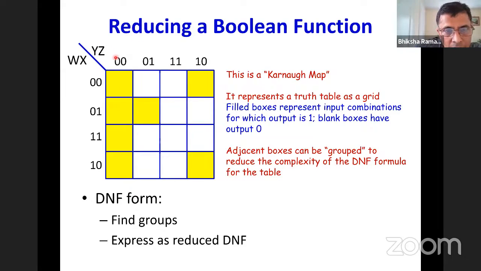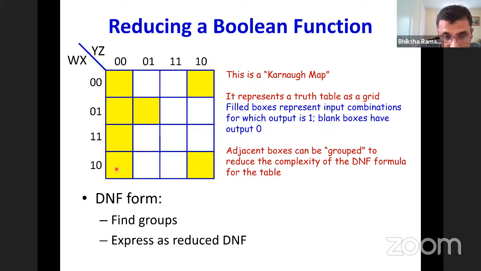Also, the columns represent all patterns of input Y and Z, but every column differs from the previous column in only 1 bit. So 0, 0 differs from 0, 1 by 1 bit, 0, 1 differs from 1, 1 by 1 bit, which differs from 1, 0 by 1 bit. And this one in turn differs from 0, 0 by 1 bit. So this is the complete set of all input patterns, right? Every square here represents a complete set of input bits, a full pattern. So this square represents the combination 0, 0, 0, 0. This square represents the combination 0, 1, 1, 0, and so on.